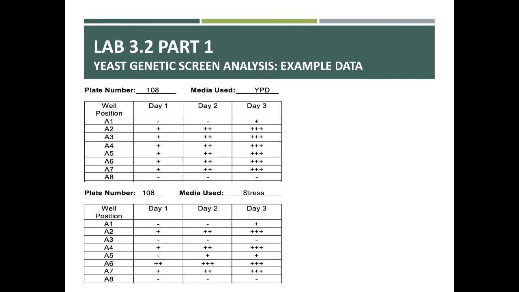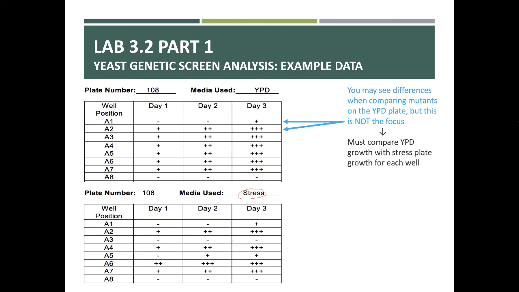So if you filled out the data sheets from last lab, it'll be easier to go through these data in this way. So for instance, you may see differences between the different mutants and how they grew on YPD plates. That in itself isn't all that interesting, because what we're really interested in is something that had an altered growth on the plates with the stress. So you have to compare the YPD growth plates with the stress plates.